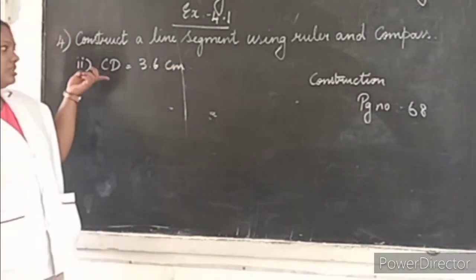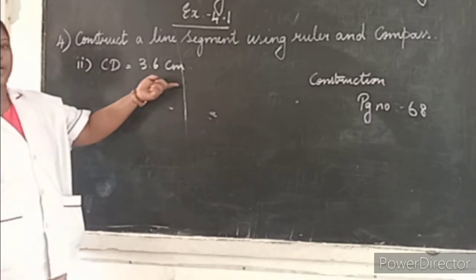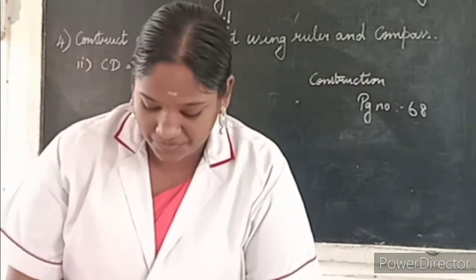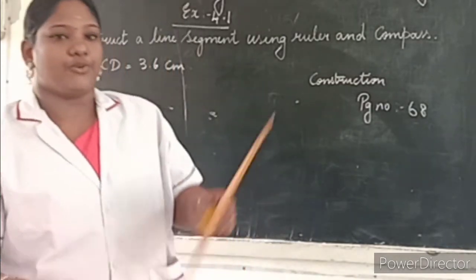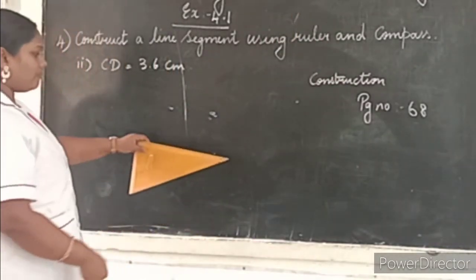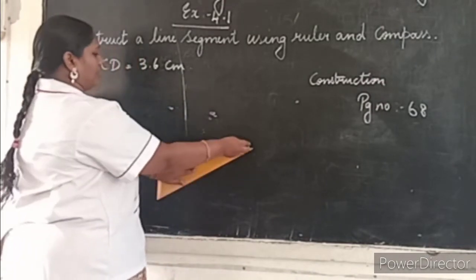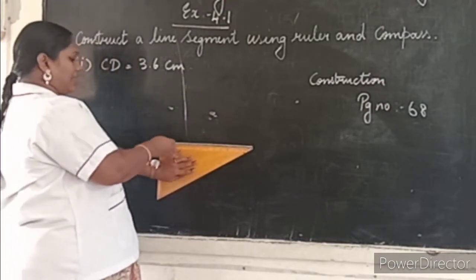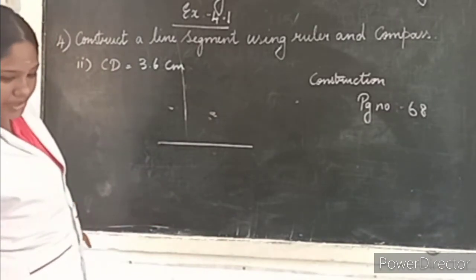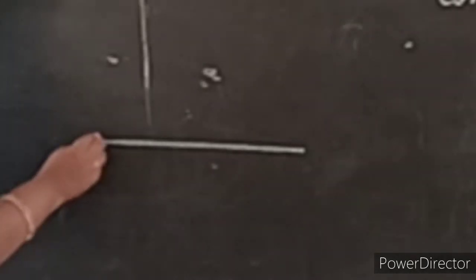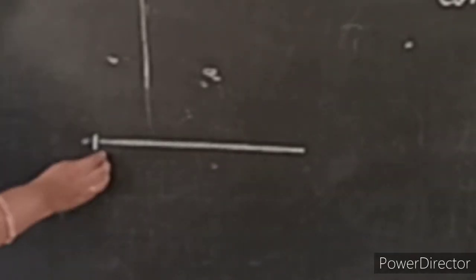Second question, CD is equal to 3.6 centimeter. The same thing we have to do. First, I'm going to use my scale, that is the ruler. Keeping the scale here, you have to draw a line. Without measuring anything, you have to draw a line. What is the next step? Keep one finger here and mark this one. What is given here? C.